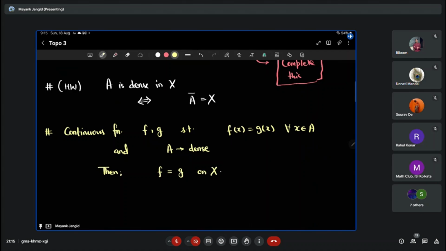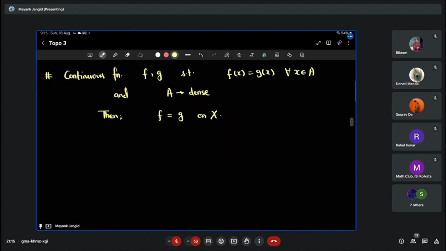So if two continuous functions agree on a dense subset, then they must agree everywhere. This is analogous to the case of reals, where a continuous function on Q has a unique continuous extension to R.